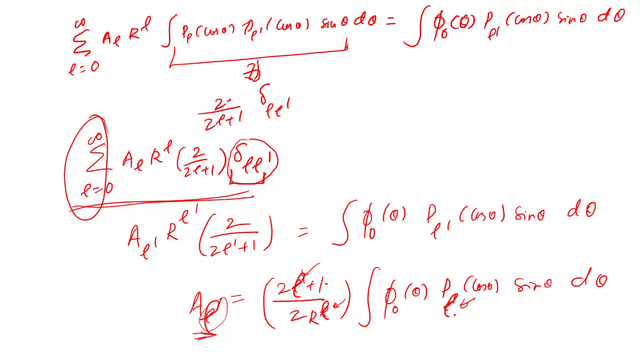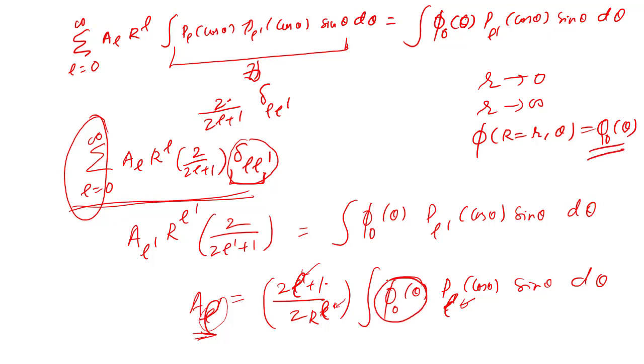So using the third boundary condition, the first boundary condition was r going to 0, the second was r going to infinity, and the third was we specified the function to be phi 0 of theta, and that is given to us. This is the boundary condition. We know the Legendre polynomial, and we simply do the integral to get this term A_L.